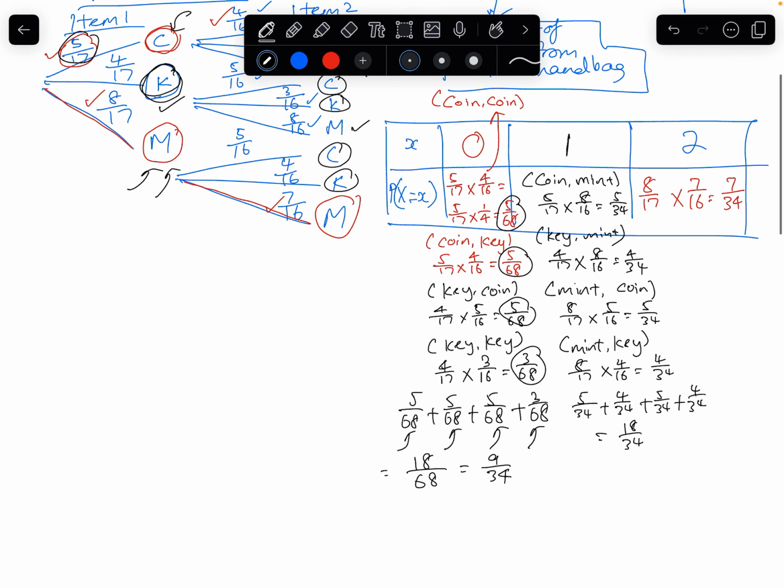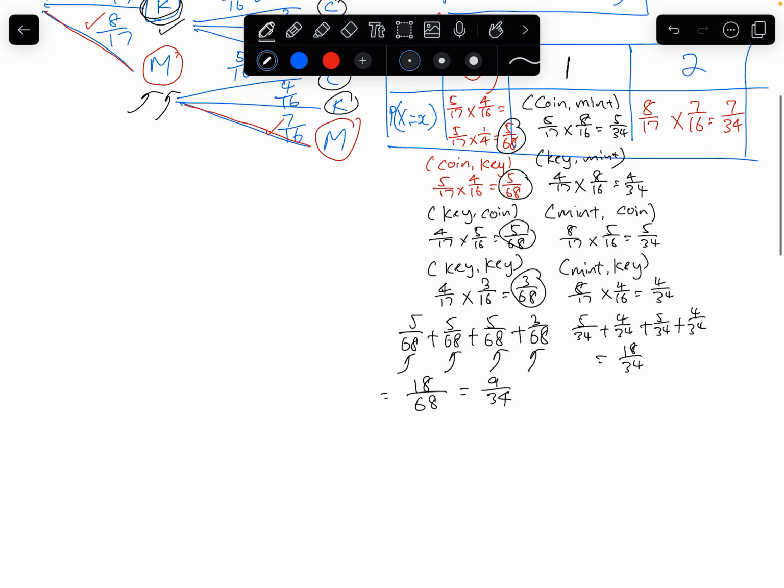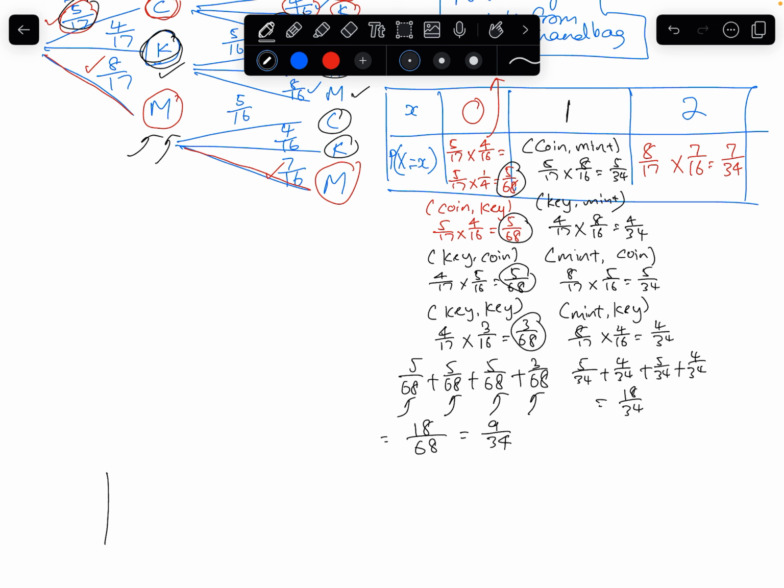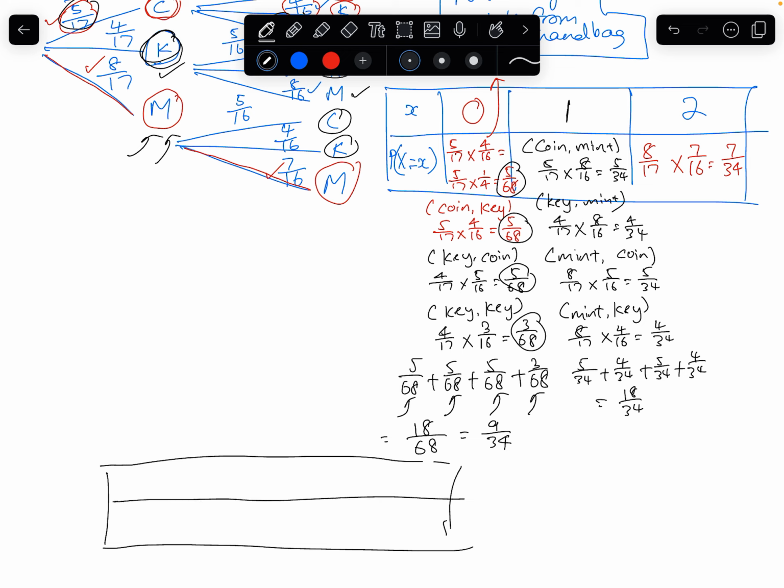Now let me just consolidate everything again, because it looks a little untidy here. So I have x and the probability for each of the outcomes. For the number of mints, I got 0, I got 1, I got 2. I'll take the final answer here, which is 9 over 34. I have 1, which is 18 over 34. And finally, I have 7 over 34.